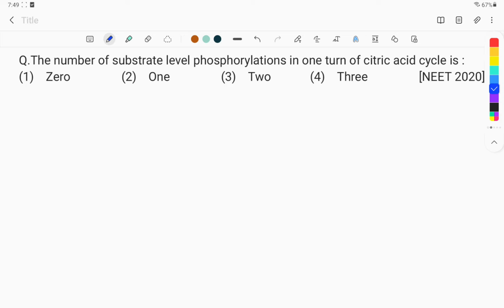Under this we have a question today about the citric acid cycle. It is a very important question for competitive as well as for any kind of exam of the +1 and +2. It comes under plant physiology. Now let's have a look at the citric acid cycle.